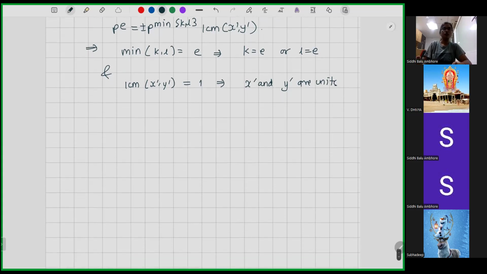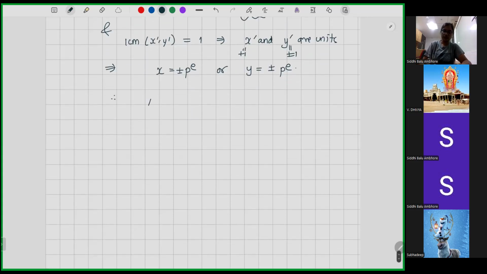So once I have that x dash and y dash are units, x was p power e times one of them. If k is e, then x becomes plus or minus p power e, or y is equal to plus or minus p power e, because the only units in Z are 1 and minus 1. So x dash is either plus or minus 1 and y dash is plus or minus 1, and so on. Therefore p power e is an irreducible ideal, because even when we try to split that ideal, it still became the same ideal.